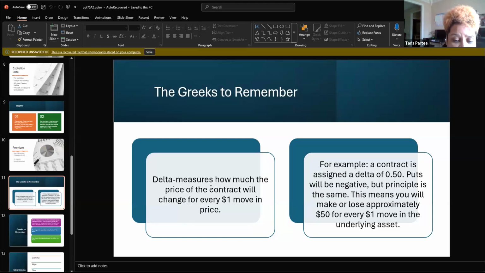Okay, so your delta measures how much the price of a contract will change for every $1 that the stock moves in price. So when you look at your contract, you're going to see the delta is going to be like 0.5. If it's a put, it's going to be a negative number. So basically it's saying that for every dollar that the stock goes up or down, you're going to make or lose $50. Okay, simple enough, right?